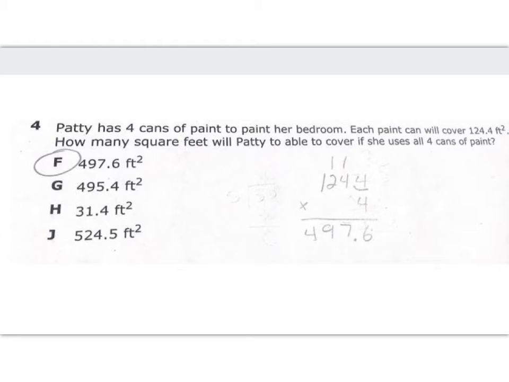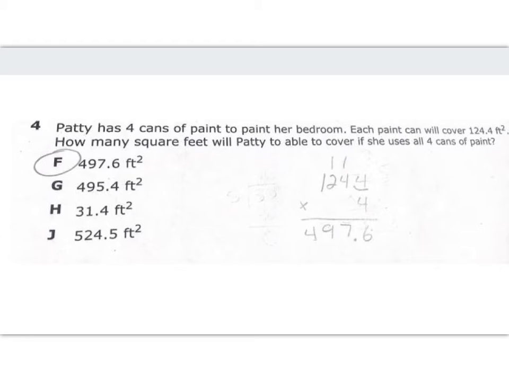Number 4, Patty has 4 cans of paint to paint her bedroom. Each paint can will cover 124 and 4/10 feet squared. How many square feet will Patty be able to cover if she uses all 4 cans of paint? So each can has 124 and 4/10 square feet, and if she has 4, we're going to have to multiply to figure out the total amount that paint will be able to cover. So I did 124 and 4/10 times 4.